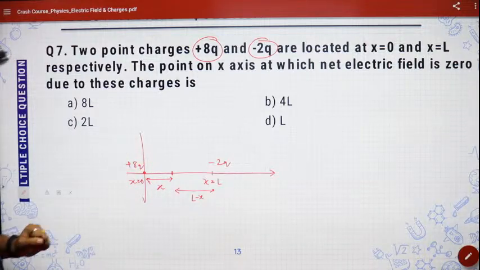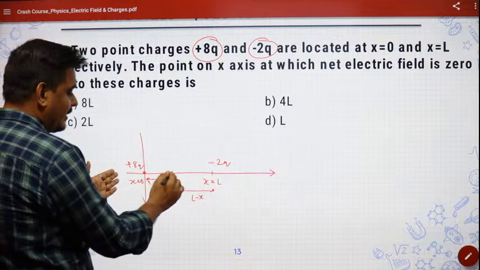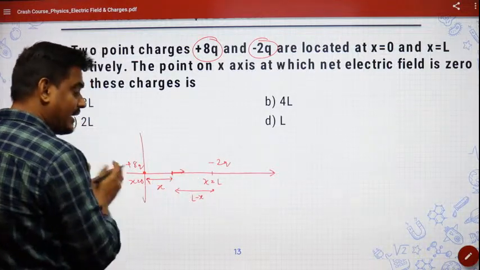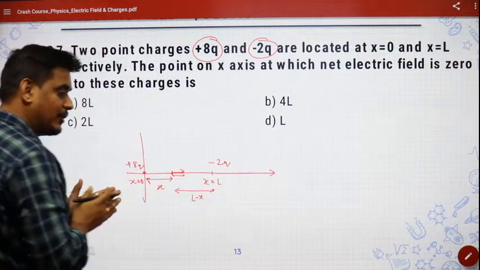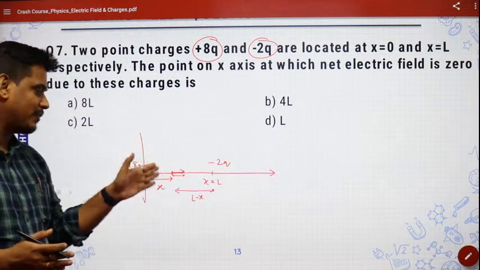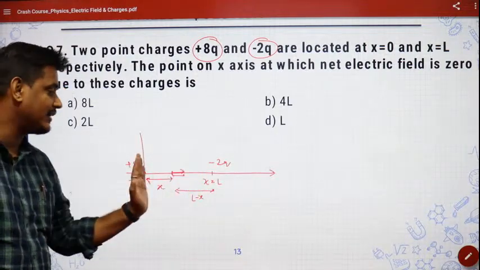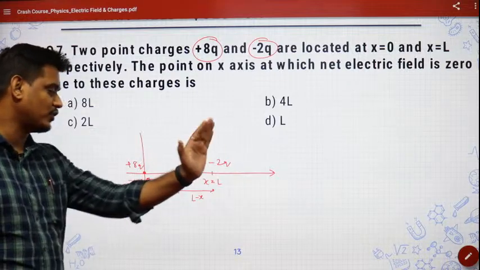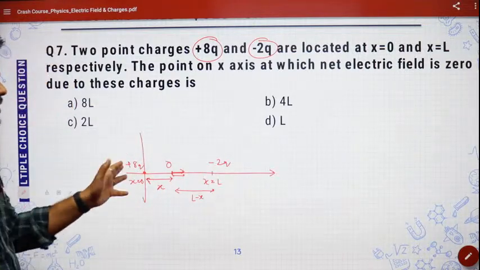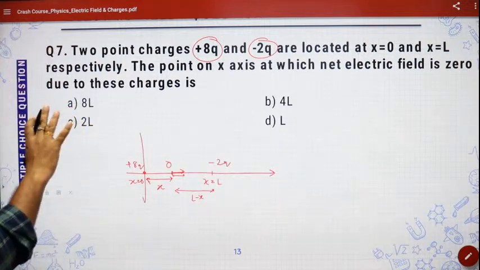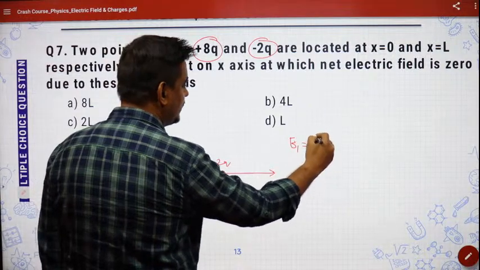So if the electric field is 0, see, the electric field due to plus 8q charge would be in this direction, isn't it? And the electric field due to minus 2q charge will also be in the same direction. Are you able to feel? Because with minus 2q here, I'm keeping a unit positive test charge q naught, it will attract. So this will get attracted, and the other will give a repulsive force on this point. So at this point, if I take this point as O, both E1 and E2 are in the same direction. So for the electric field to be 0, E1 would be equal to E2.